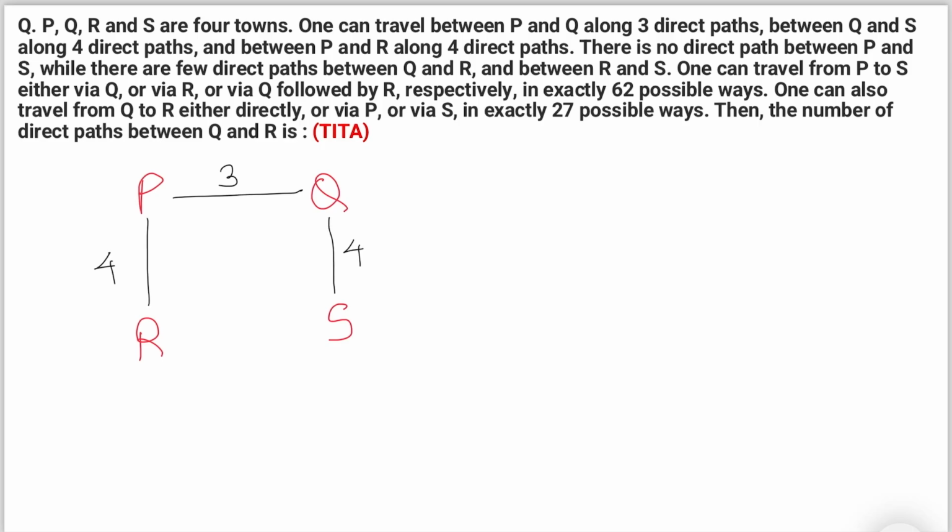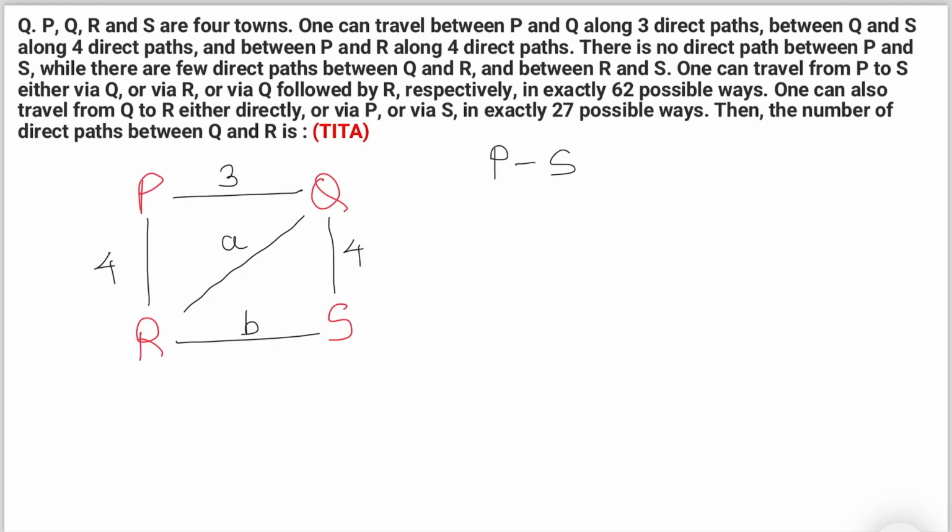Okay, there is no direct path joining P and S as per the question, while there are a few direct paths between Q and R and between R and S. Let the number of direct paths between Q to R be A in number and the number of direct paths between R to S be B in number. Now one can travel from P to S. Okay, let's write the number of ways in which one can travel from P to S.